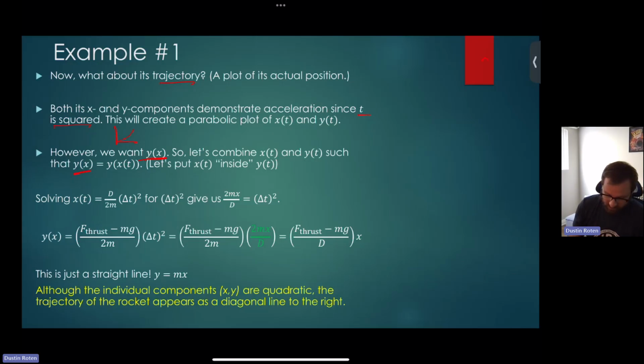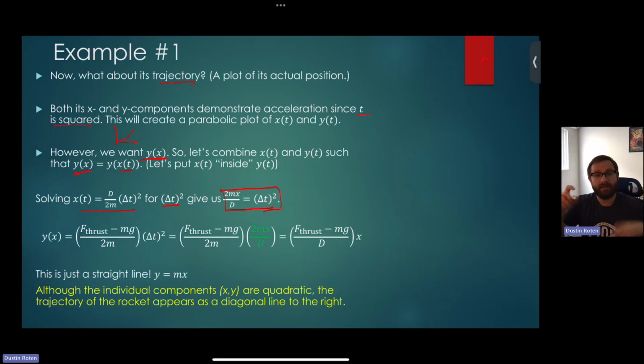And all we have to do is just take x of t and put it inside y. That's all that's going to happen. We've done this before. Okay, so here we have x of t. Now what we can do, we can be really slick about this and just solve it for delta t squared. When we do that, we get this piece right here, 2mx over d. That equals delta t squared. I just moved the 2m over and the d over. That's all that happened to get delta t squared by itself.